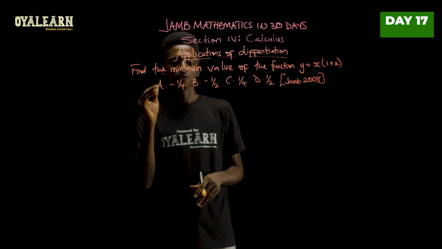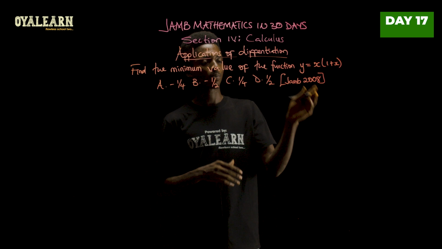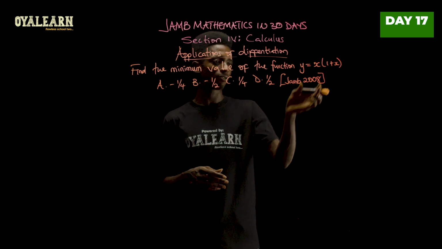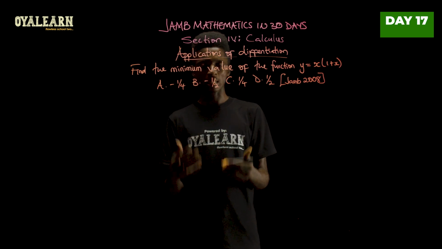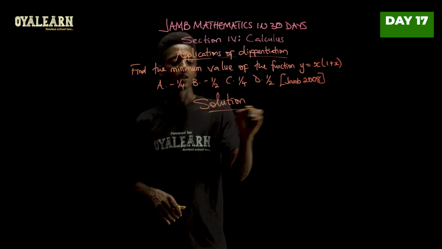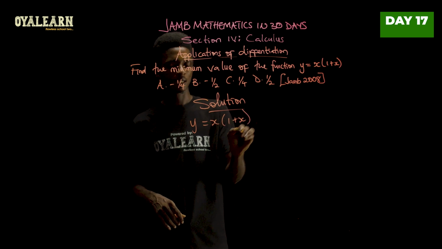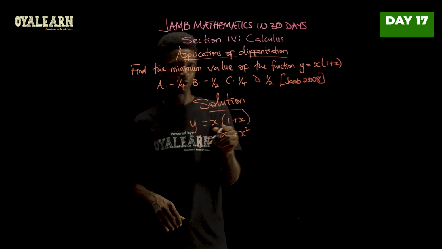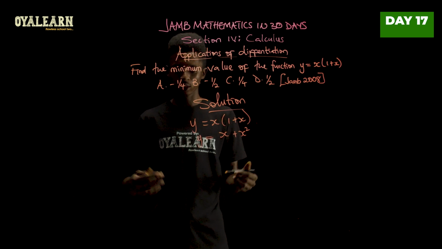This question says, find the minimum value of the function y equals x open bracket 1 plus x, then close bracket. So to find the minimum value here, we have to find the first derivative of the function y with respect to x, and then equate that to 0. So since y equals x open bracket 1 plus x, what this means is that y equals x plus x squared. Because when we open this bracket, x times 1 is x, plus x times x gives us x squared.